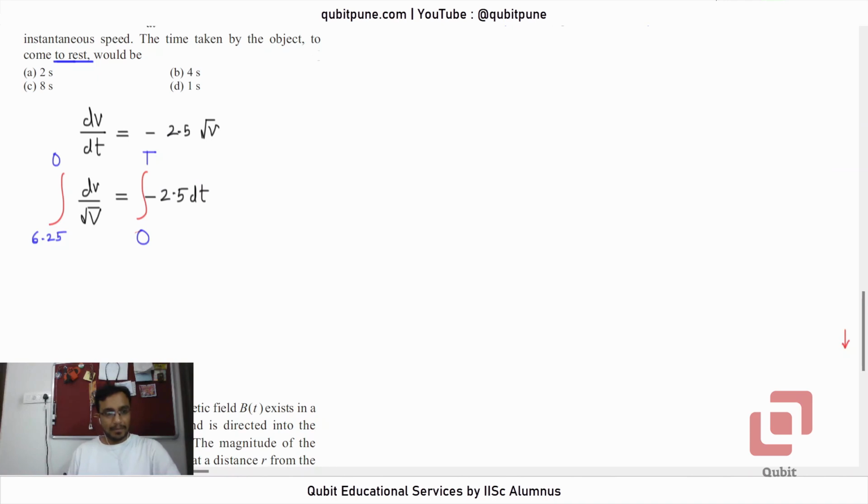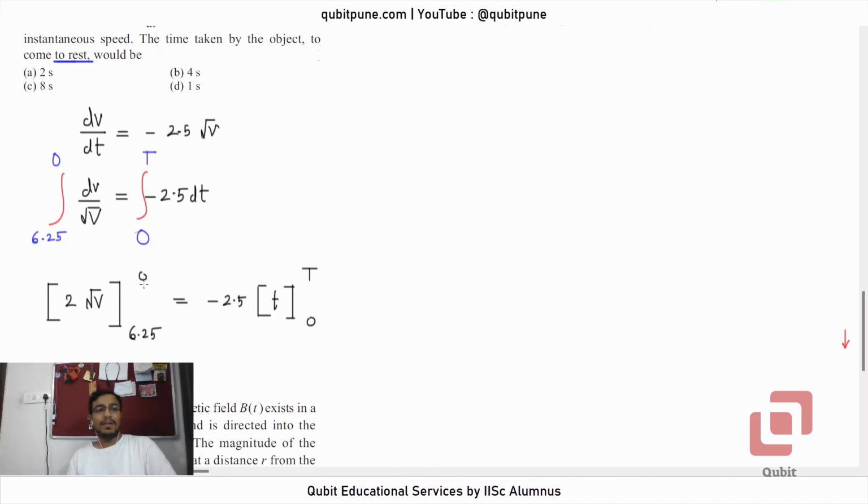Let us do it. What is the integral of 1 upon root x with respect to x? It is 2 root x, right? So in this case it will be 2 root v, lower limit 6.25, upper limit 0, equal to minus 2.5, integral of 1 with respect to t, which will be t, from 0 to capital T. Have you followed till this?